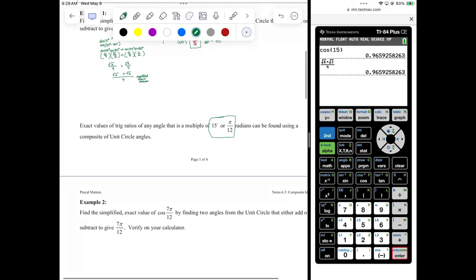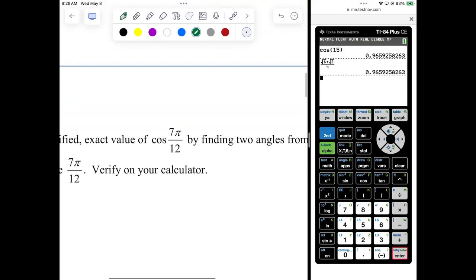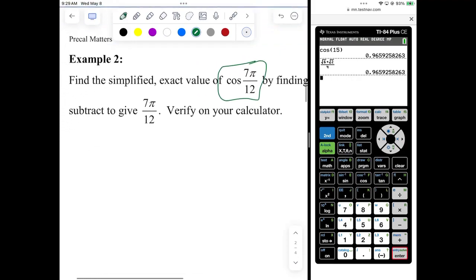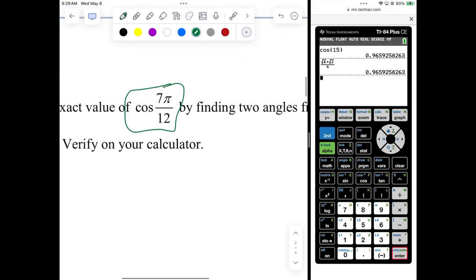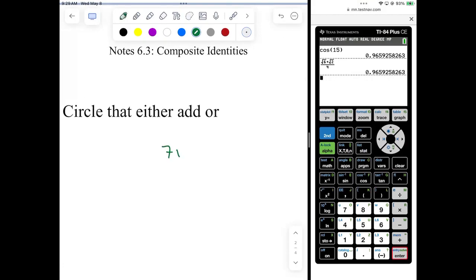All right, let me show you what I mean. Let's do it down here. Find the simplified exact value of 7 pi twelfths by finding two angles from the unit circle that either add or subtract to give you 7 pi twelfths. Okay, so let's focus on 7 pi twelfths. First of all, where does 7 pi twelfths live? It should be in the second quadrant, yeah. And the cosine there is what? Positive or negative? Negative. So I know cosine of 7 pi twelfths is some negative number.